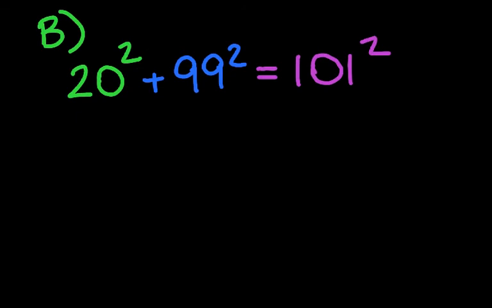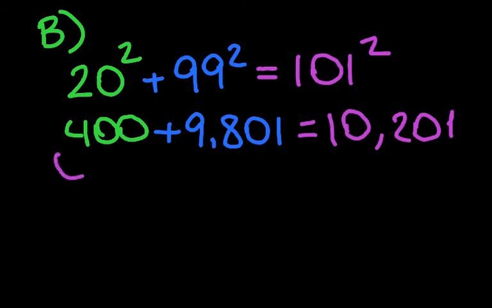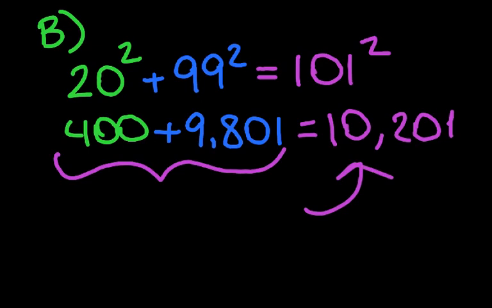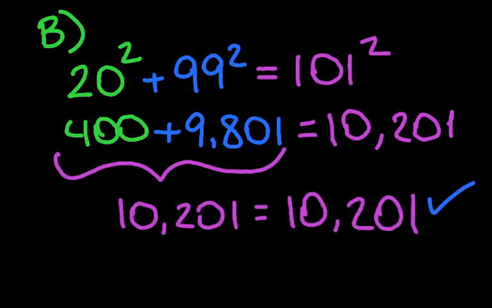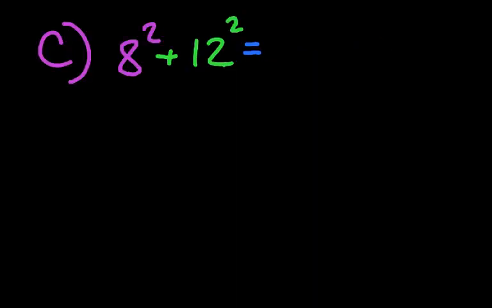Let's look at B. Go ahead and square the 20, the 99, and the 101. Then you just want to add these two to see if it gives you this answer right here. It does, so that is a right triangle.